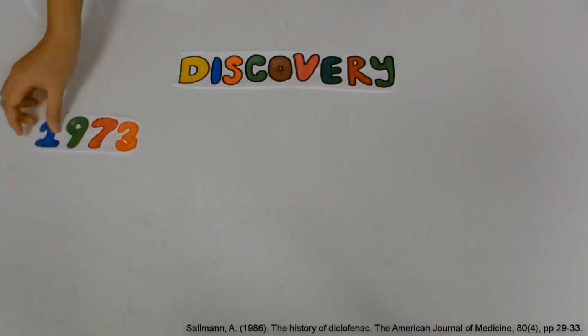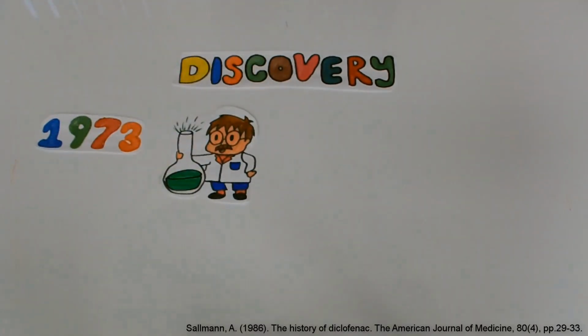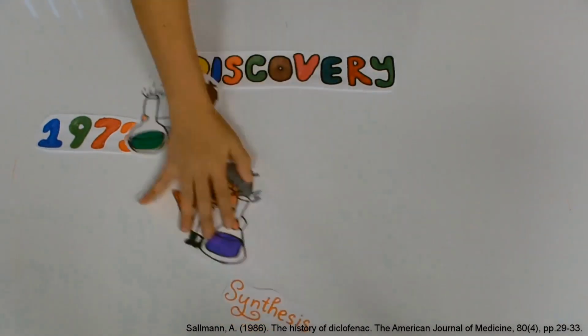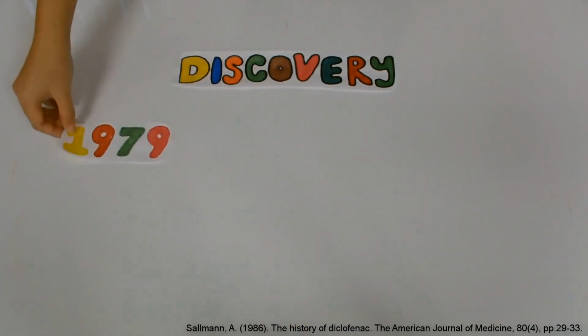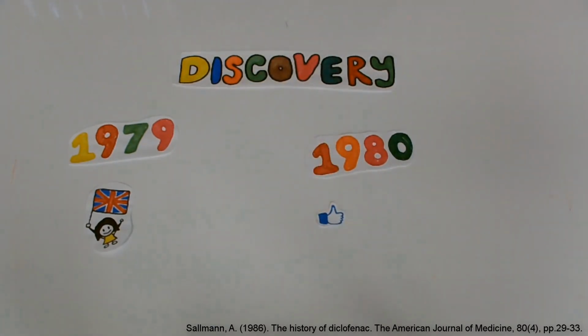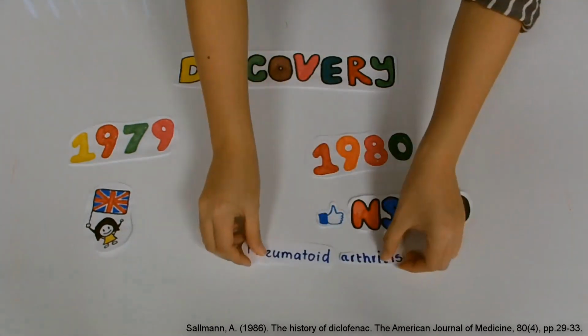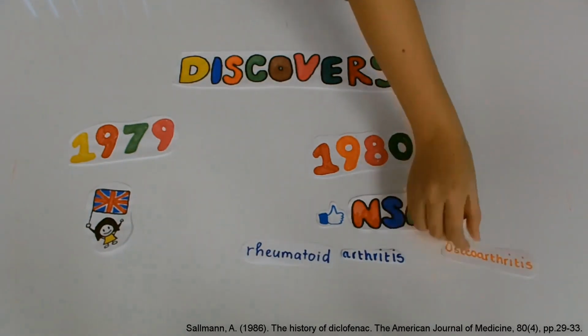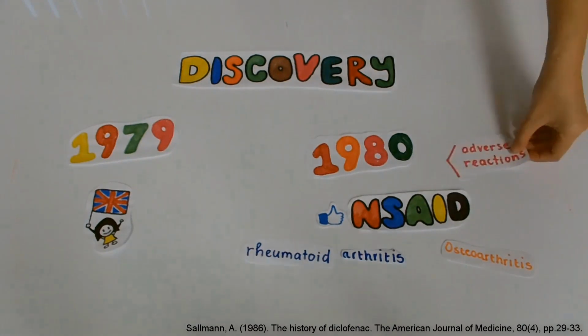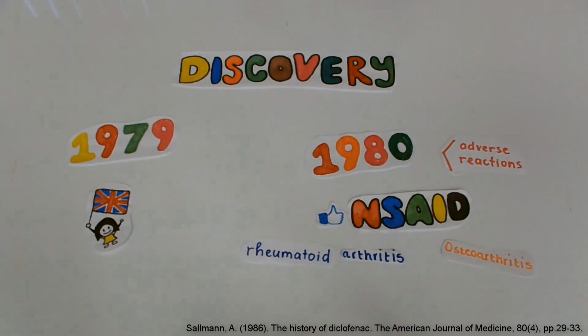By 1973, diclofenac was synthesized by Alfred Salmon and Rudolf Pfizer and introduced as Voltaren by the company Ciba-Geigy after they tested more than 200 analogues. The drug was launched in the UK 6 years later in 1979. Moving to the mid-1980s, diclofenac was confirmed to be as effective as other NSAIDs in the treatment of rheumatoid and osteoarthritis, with safety comparable to that of ibuprofen and naproxen, as well as fewer adverse reactions than the other NSAIDs on the market.